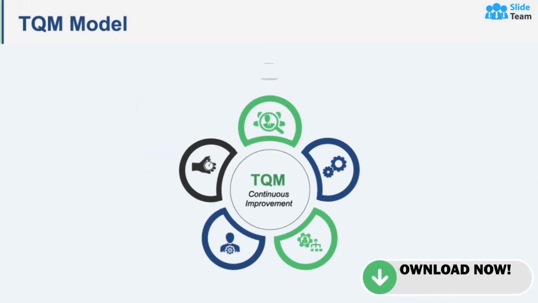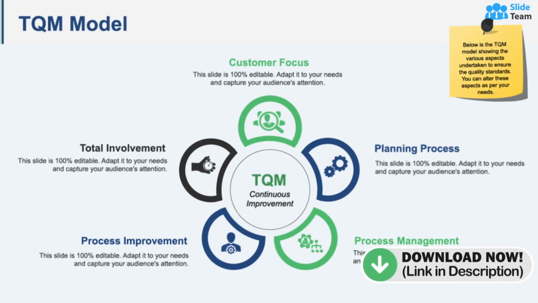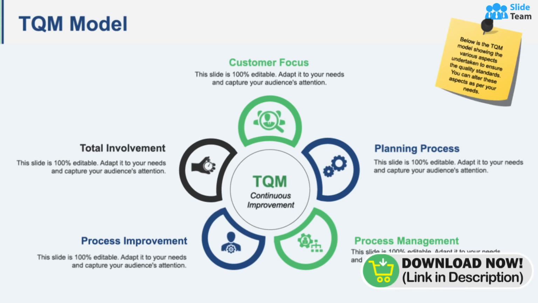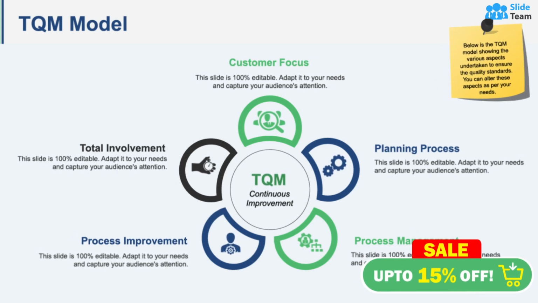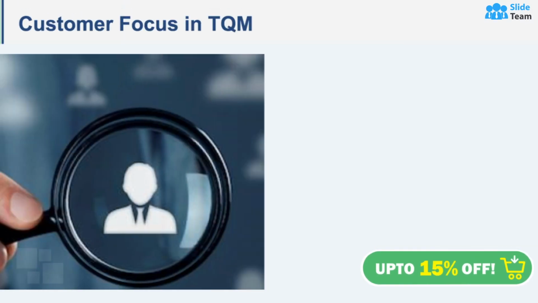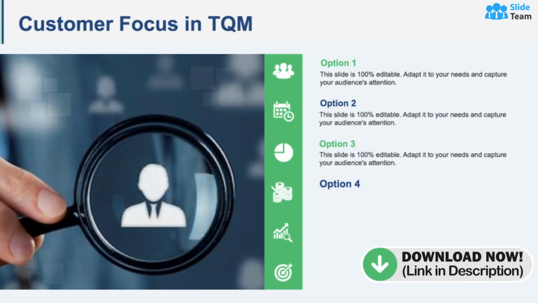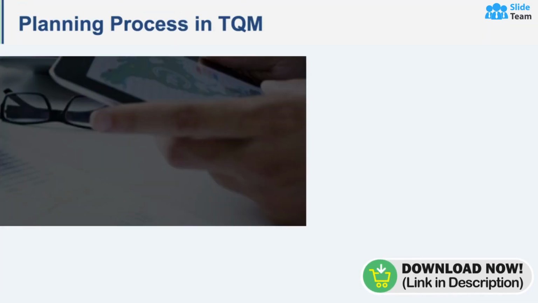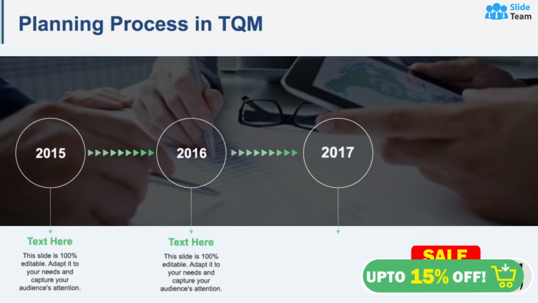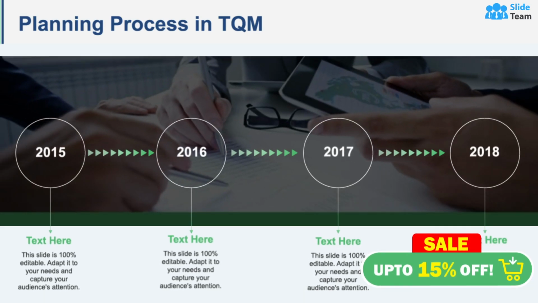Dig deep into the TQM model as well, with its 5 dimensions of customer focus, planning process, process management, process improvement, and total involvement. We begin with the most important piece in the business puzzle, the customer, before moving on to the planning process. The PPT deck allows you to showcase these parameters with a timeline of years.